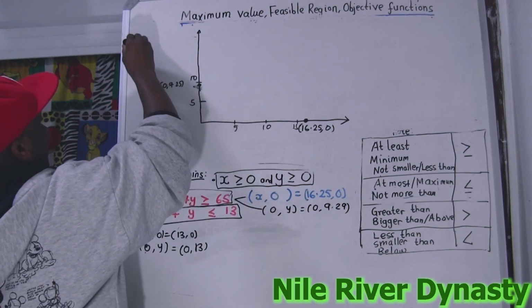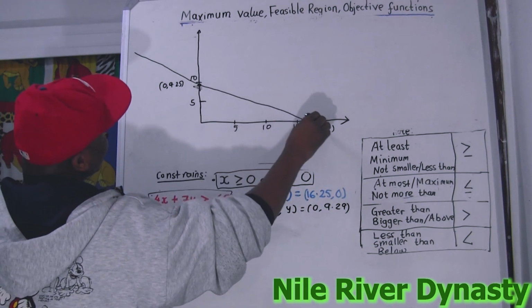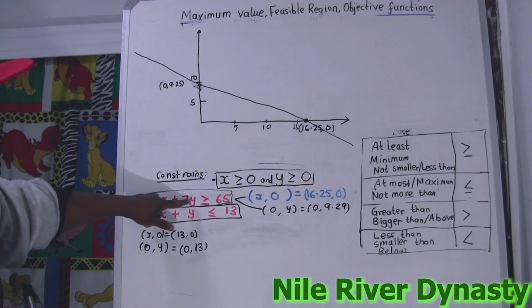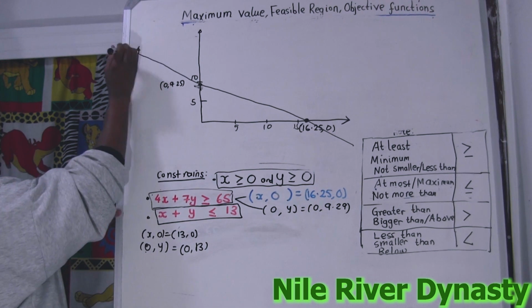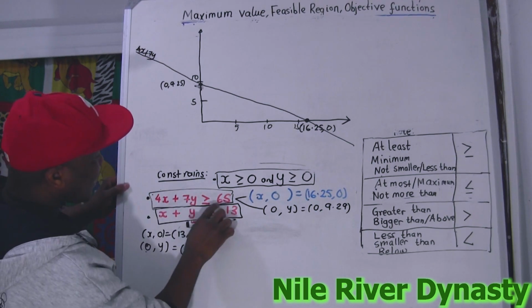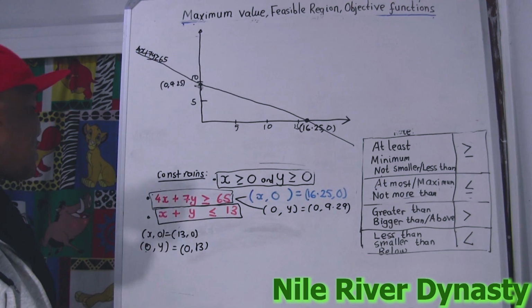So now we can join the graph. Never mind that it's not drawn to scale, I was better at drawing when I was in primary school. So you can say this line is for 4x plus 7y greater than or equal to 65. My apologies. Now we go for the second one.